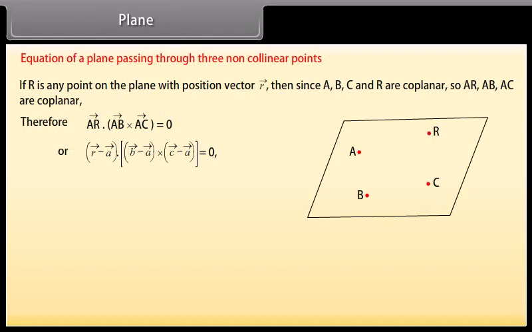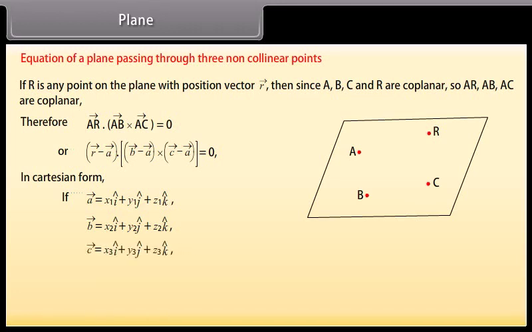In Cartesian form, if vector A equals x1 i cap plus y1 j cap plus z1 k cap, vector B equals x2 i cap plus y2 j cap plus z2 k cap, vector C equals x3 i cap plus y3 j cap plus z3 k cap, and vector R equals x i cap plus y j cap plus z k cap.